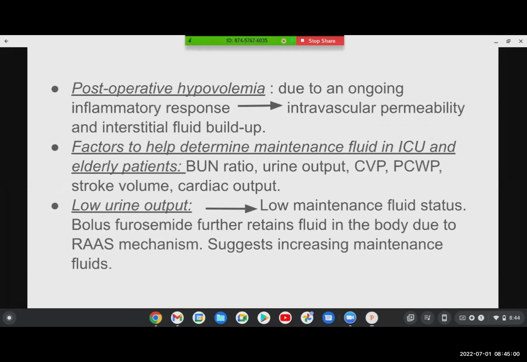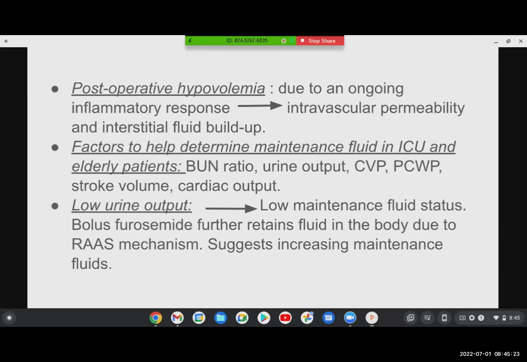Post-operative hypovolemia basically occurs due to an ongoing inflammatory response which increases the intravascular permeability, resulting in interstitial fluid buildup by excretion of water through the intravascular compartment to the interstitial compartment.